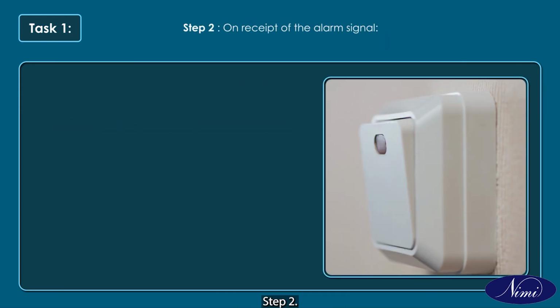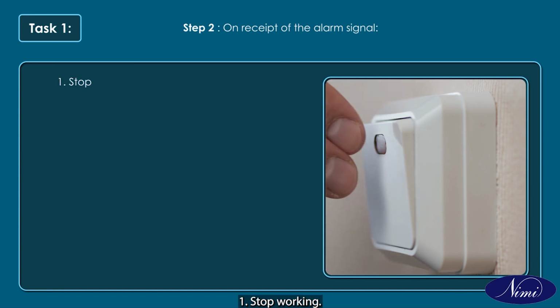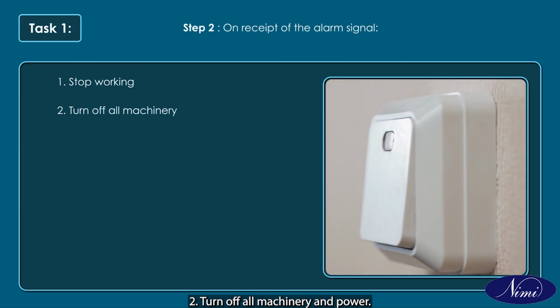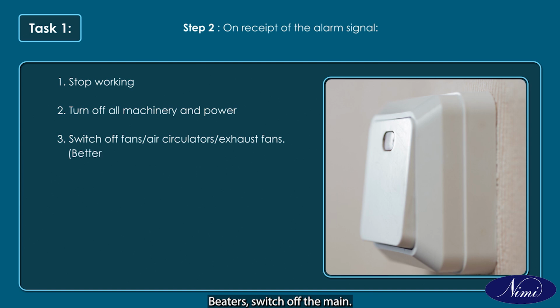Step 2. On receipt of the alarm signal. Number 1. Stop working. Number 2. Turn off all machinery and power. Number 3. Switch off fans or air circulators or exhaust fans. Better switch off the main.